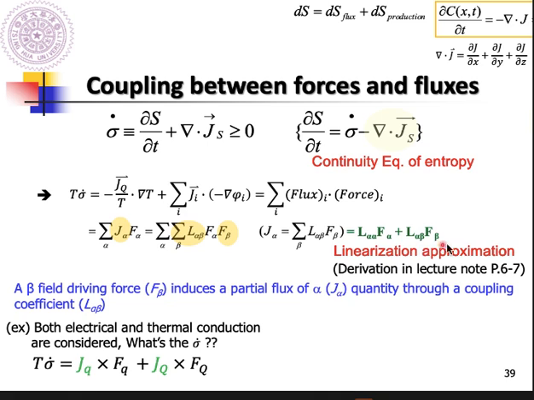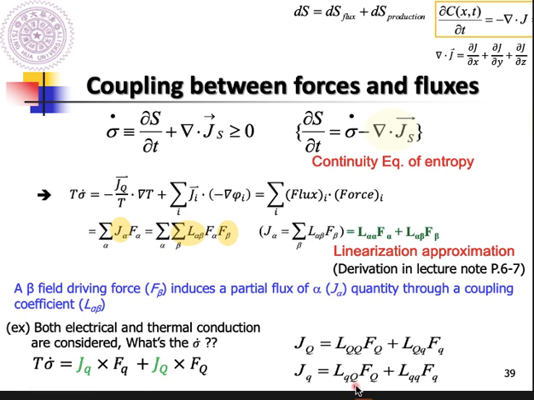Based on this linear approximation, we can know that the current density going through this metal bar is directly driven by the electrical field times L small q small q. This is a direct coefficient. And it will also be driven by F capital Q, the temperature gradient term, times L small q capital Q, which is a coupling coefficient. And this coupling coefficient you can write like this.